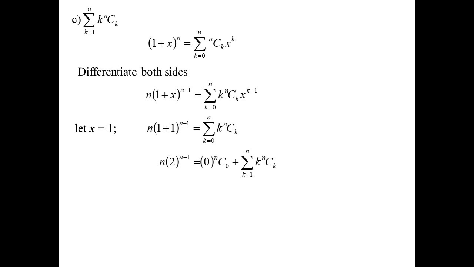In this case, it happens to be 0 anyway. But then we've got the sum from k equals 1 to n of k times nCk. On the left-hand side, we've got n times 2 to the power of n minus 1. And so we have our answer. This is a beautiful one.